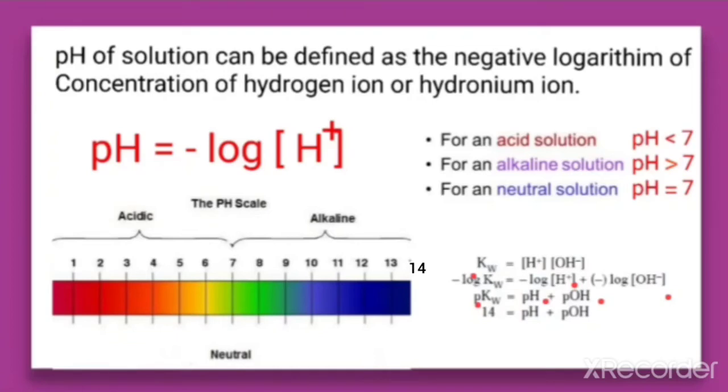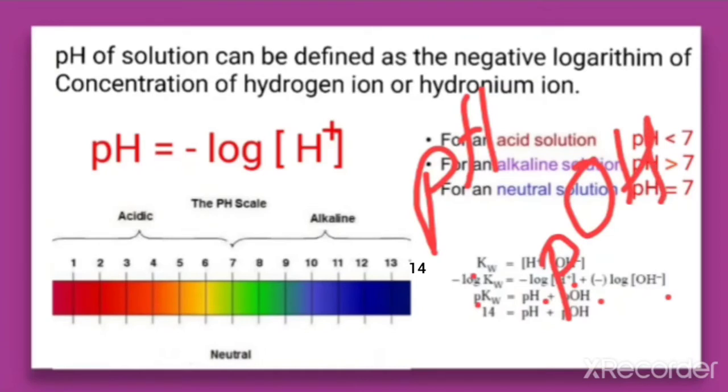Look at here, in all these the p is a small letter. That means pH is written with small p and capital H. If you are writing pOH, it is small p and capital OH. So that is important: p is a small letter there.